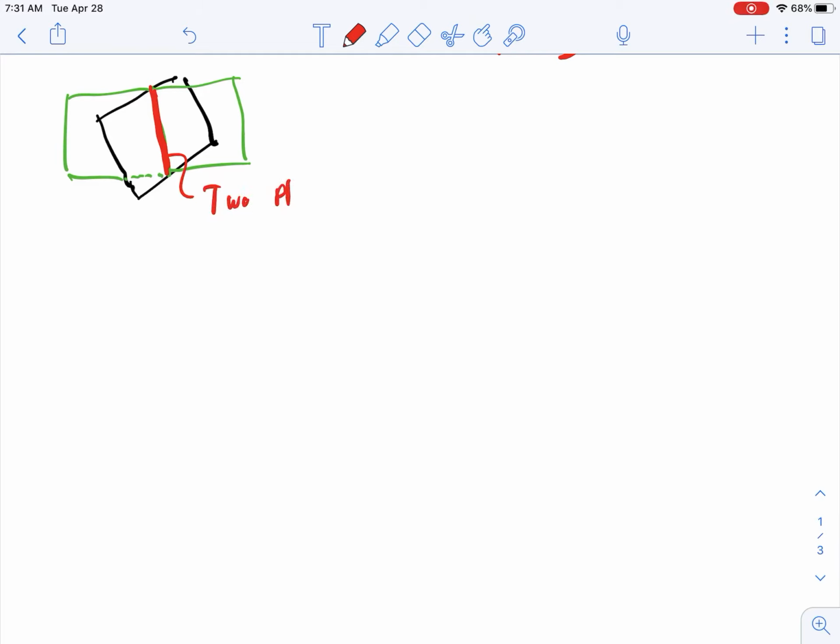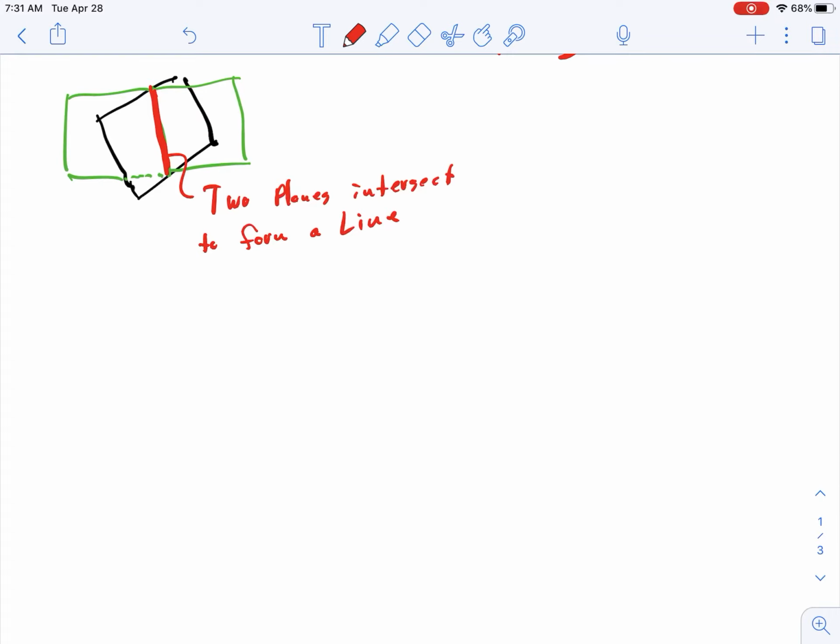So 2 planes intersect to form a line. And that's basically all you had to do in geometry a couple years ago. But now we're going to be looking for what is that line.